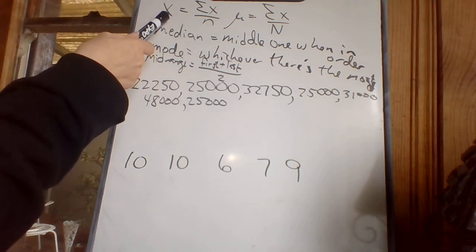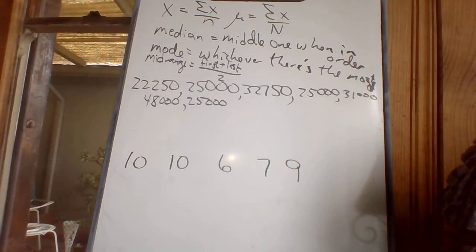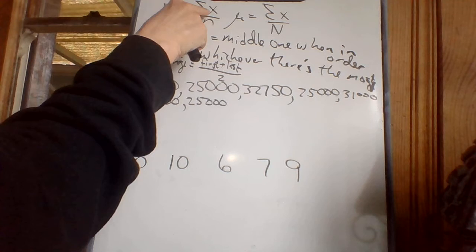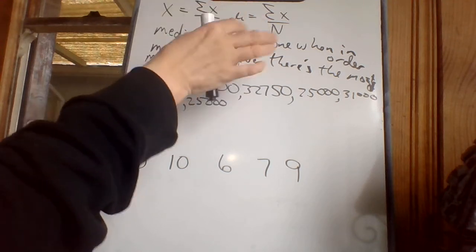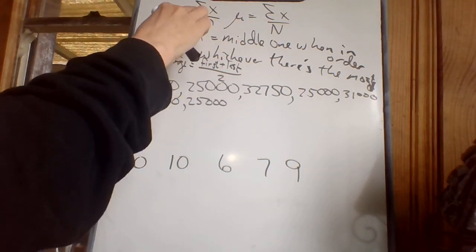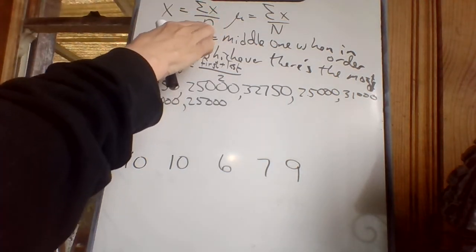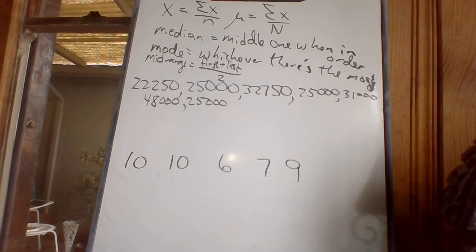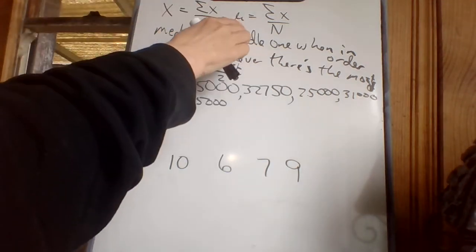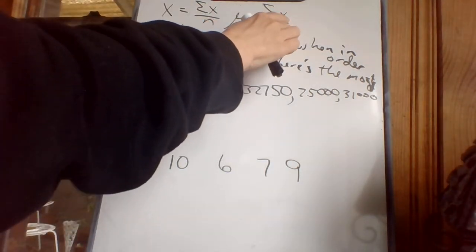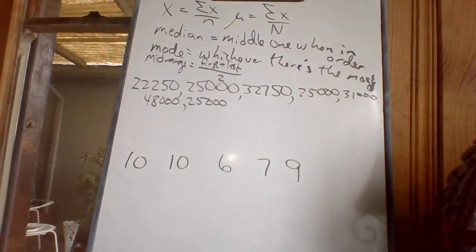So the mean, I already said X bar stands for the mean. And here's a formula. There's X, that stands for all the little numbers in your list. There's a giant sigma sign, which stands for add them all up. So this is add them all up and divide by however many you got. That's X bar. That's the mean. This says exactly the same thing. Add them all up and divide by however many you got.